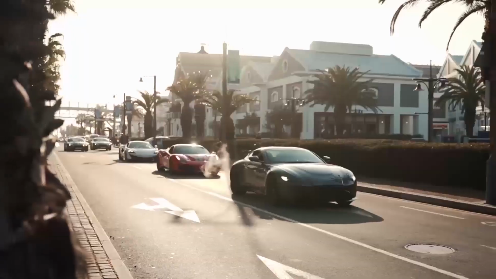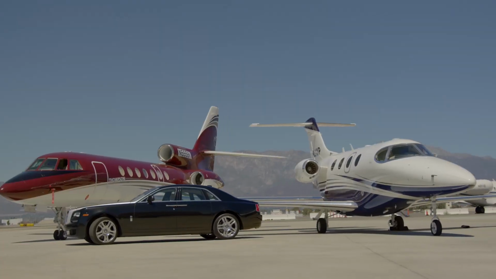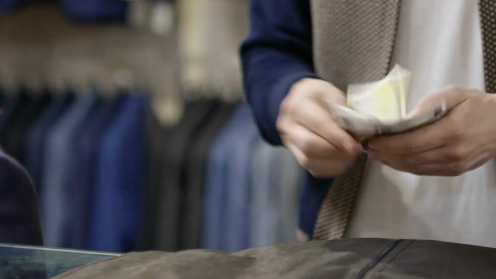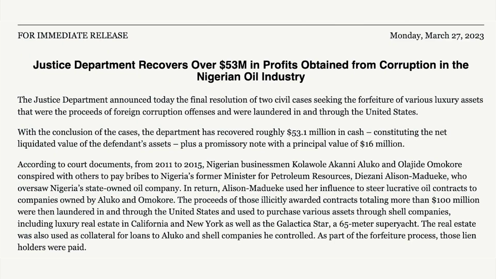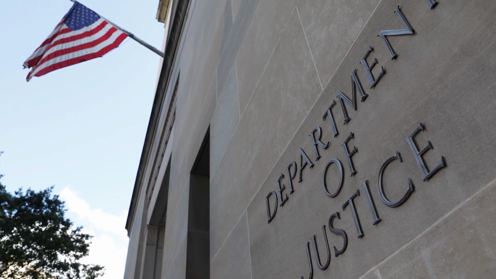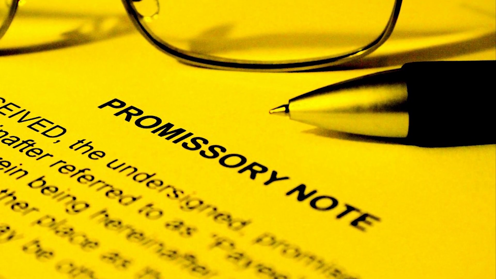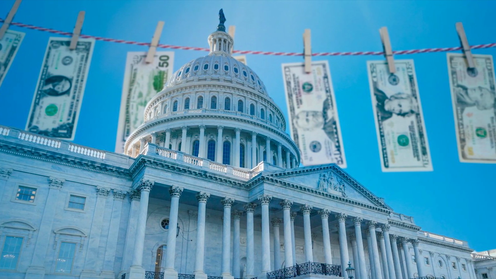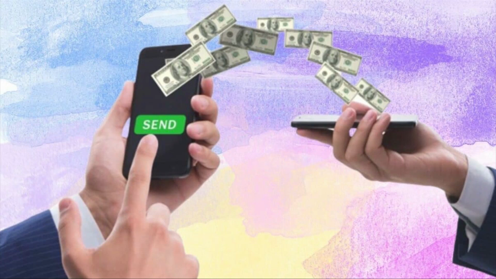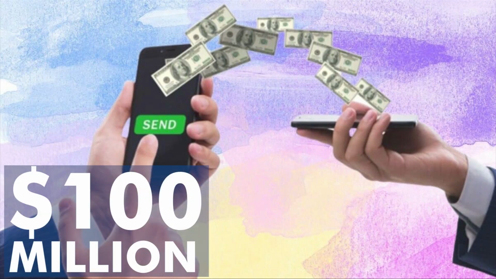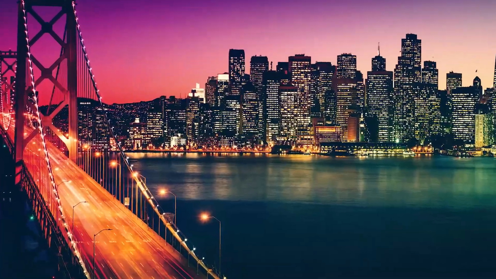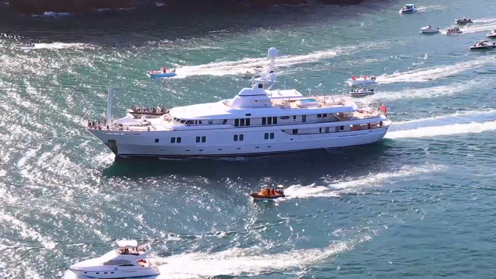Luxury real estate, exotic cars, yachts, private planes, artwork, jewelry, and watches are some assets fraudsters commonly buy with their illicit money. In a recent case, the Justice Department has recovered more than $53 million in cash and a promissory note worth $16 million that were the proceeds of foreign corruption offenses laundered through the United States. The illicit proceeds of over $100 million were then laundered through the United States to purchase luxury real estate in California and New York, as well as a 65-meter super yacht.